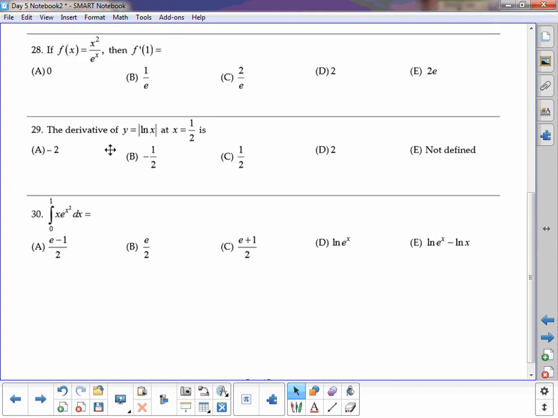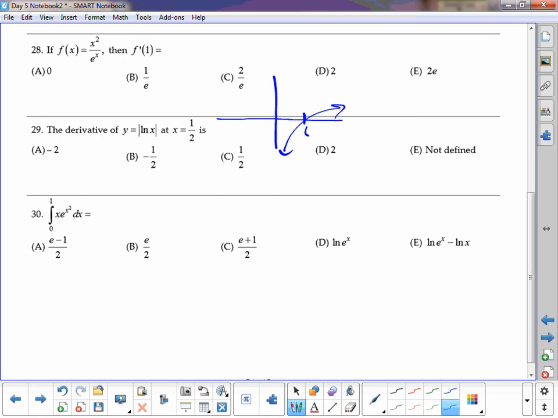Alright, so 29, they give us an absolute value function here. But it's not just absolute value of x, it's absolute value of natural log of x. So you can kind of think of this in terms of our graph. I know my natural log graph goes through the point 1, 0. If I were to take the absolute value of that, what would change about my graph? The negative piece here would get flipped up to be positive. So really, it would look something like that. Do we agree with that? Okay.